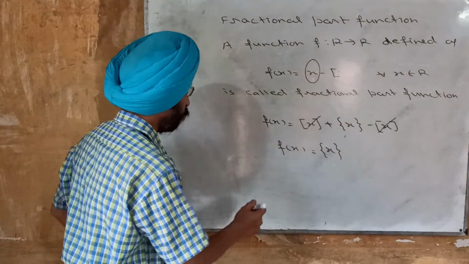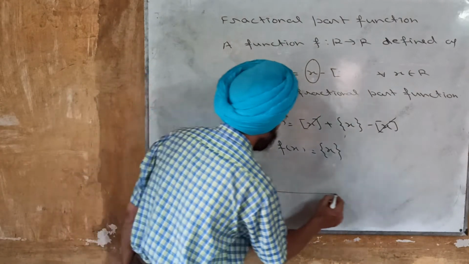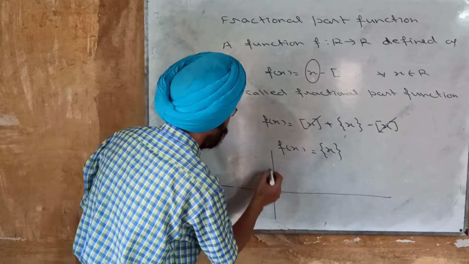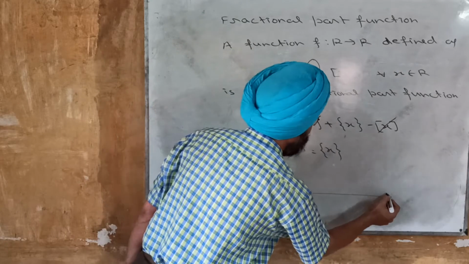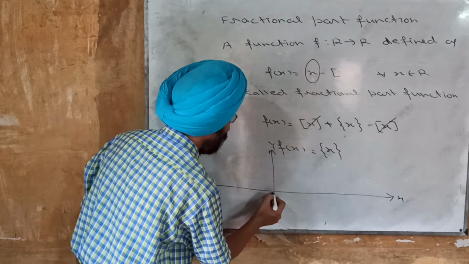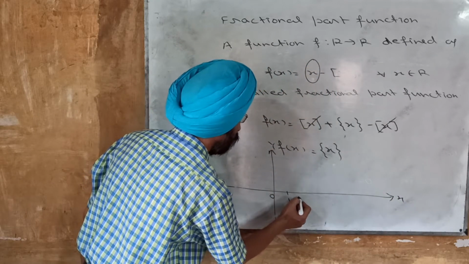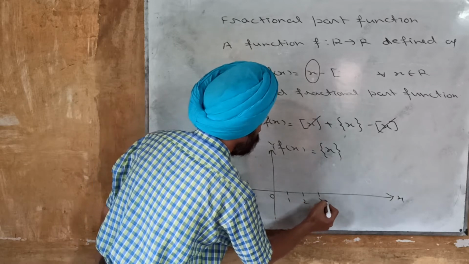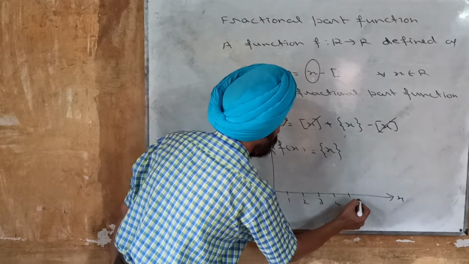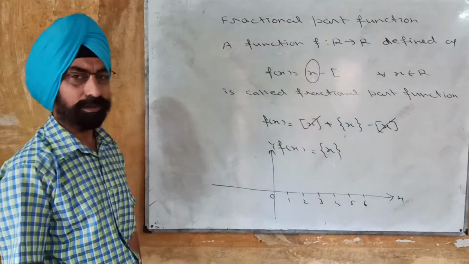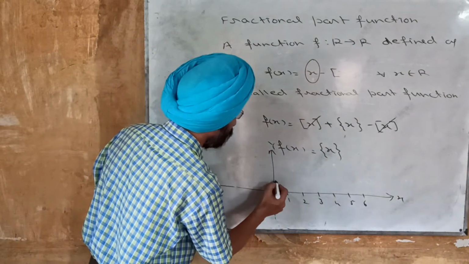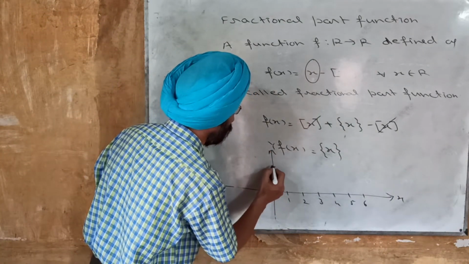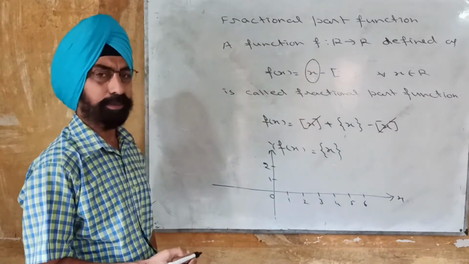Let us have a look at its graph too. So here is the y-axis and x-axis, and I am marking here 0, 1, 2, 3, 4, 5, 6, and so on. On the y-axis I am marking only 2 points because I need only one. Just one will be required.